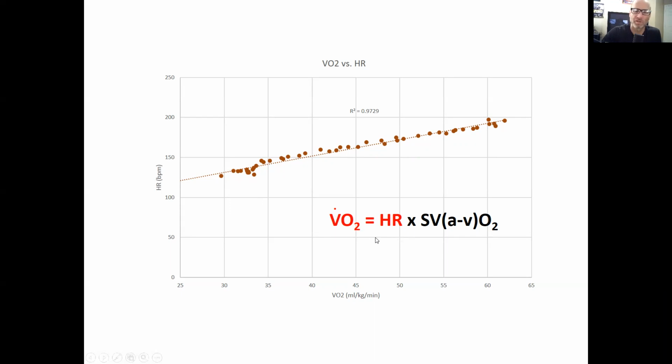We don't really care what the heart rate is. What we care is how heart rate changes relative to VO2. And that's why the Fick equation is very important. So you should understand the Fick equation, the different parameters in that, and understand this relationship between rate of oxygen consumption and heart rate. Okay, thank you.